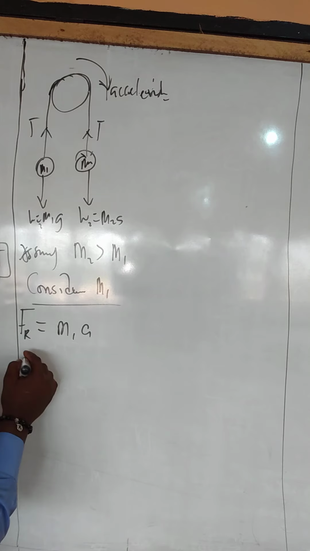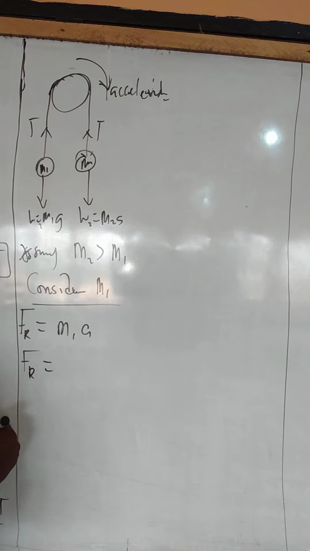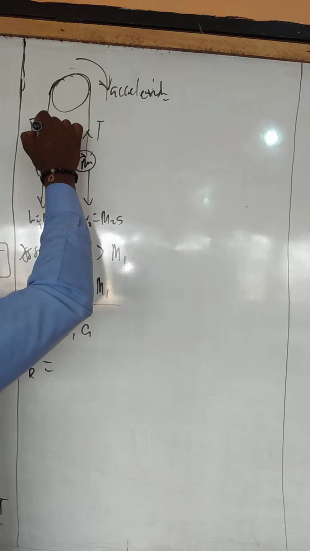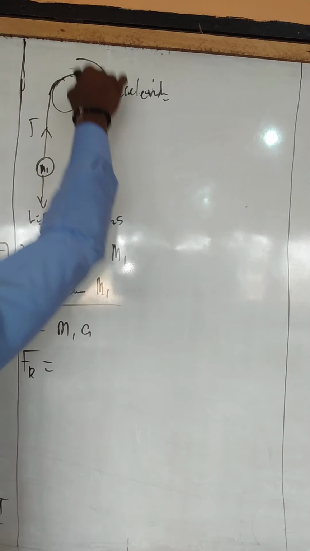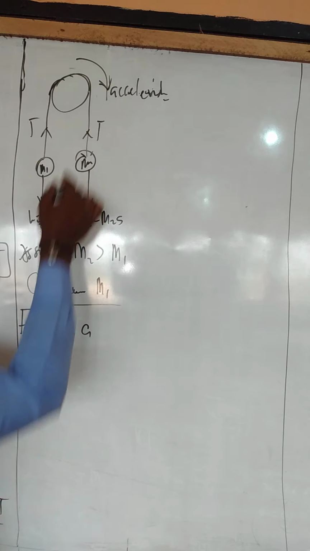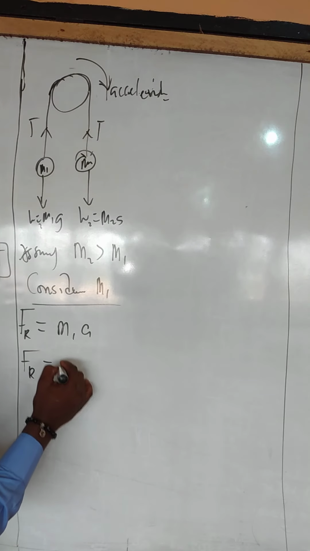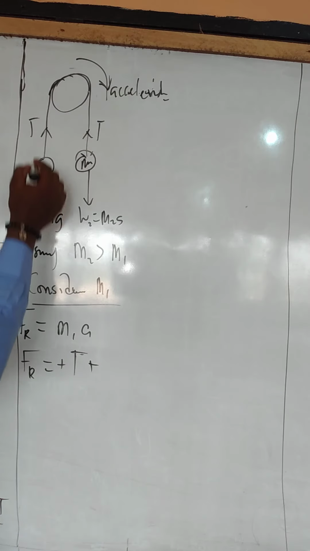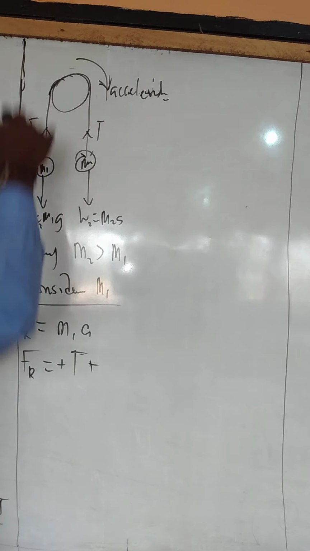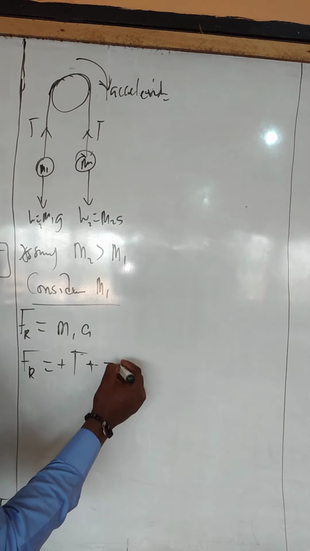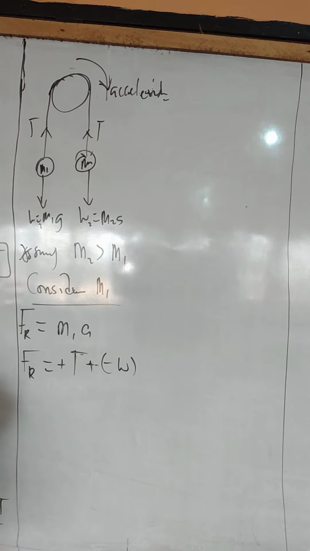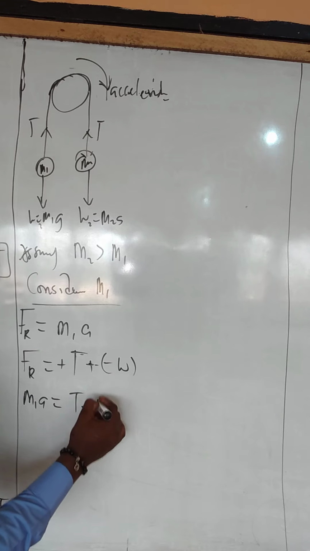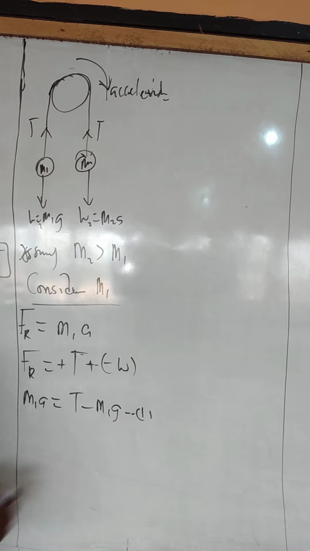From here we can say that the resultant force F_R is equal to, using the direction of movement, the tension, which is upward and in the direction of motion, so it will be positive, plus T. Then the weight is opposite to the direction of motion, the motion is this way and the weight is downward, so it's plus negative W. Rewriting this equation, I get m1a is equal to T minus m1g. Let's call this equation 1.